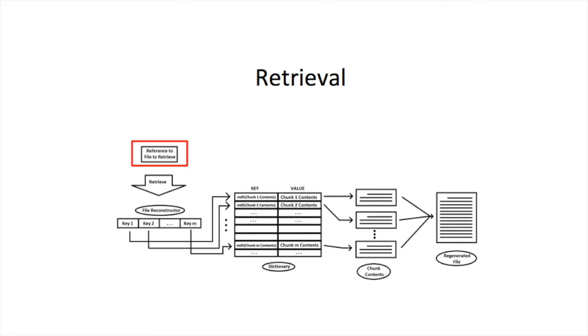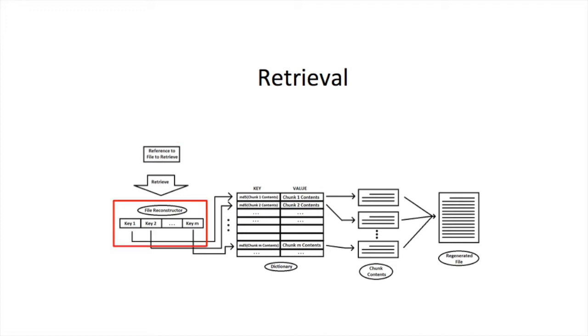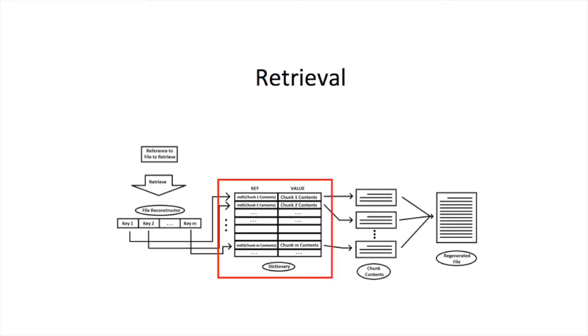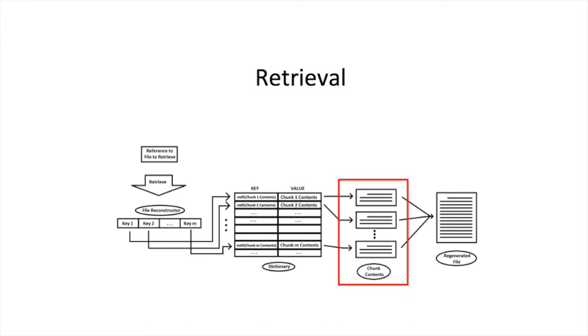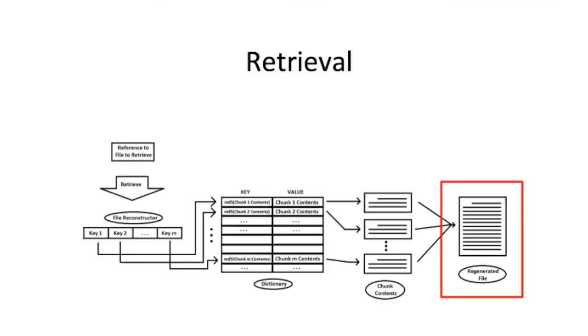Our method of file insertion actually makes file retrieval very easy. For all our locker needs to do to retrieve a file is to access that file's file reconstructor array list and iterate through the keys in it. For each of those keys, we access the value in the dictionary, which is the contents of our chunks. We then take those chunks and we write them in order to a file. The locker then outputs that file as a copy of the original, and our file has been retrieved.